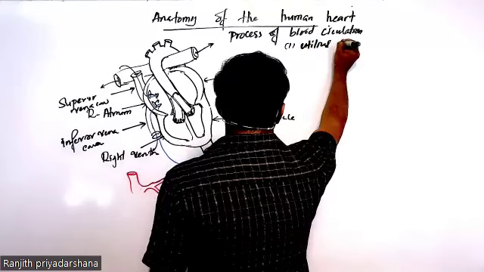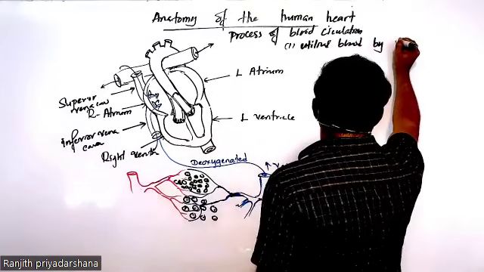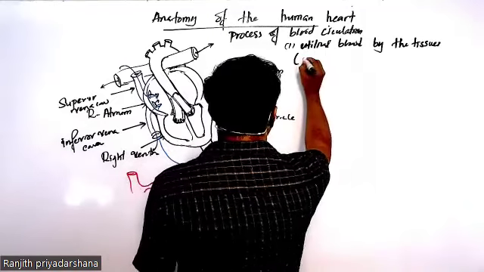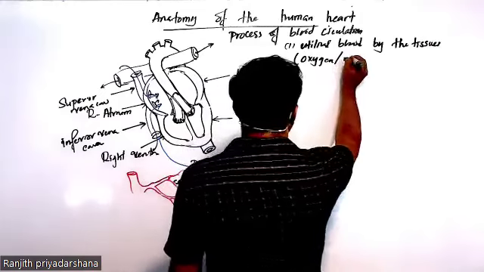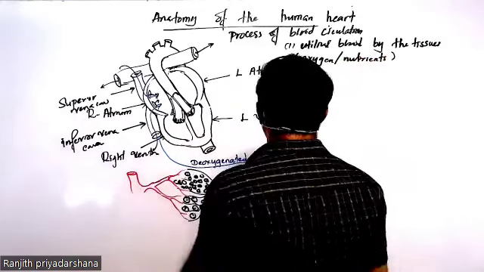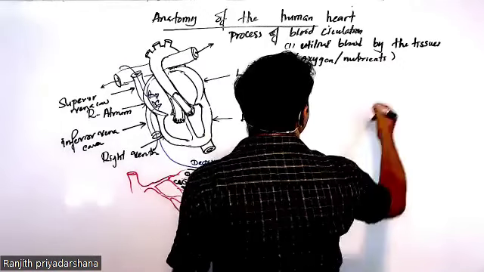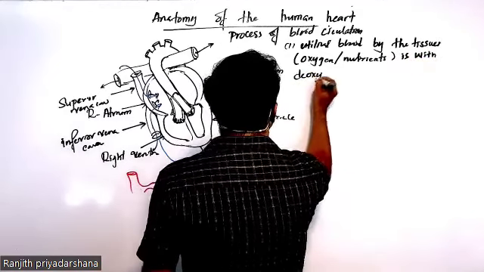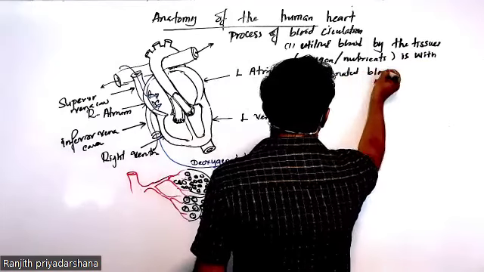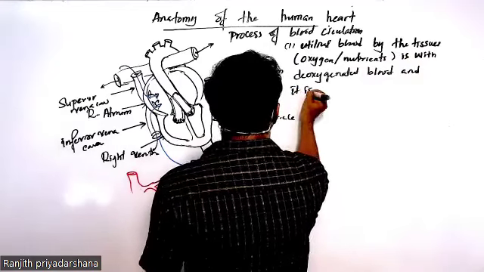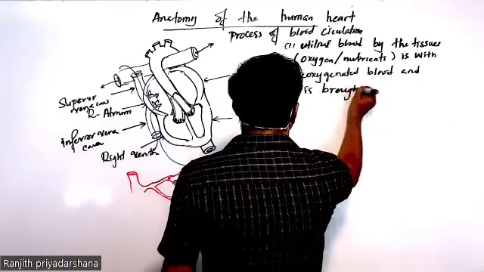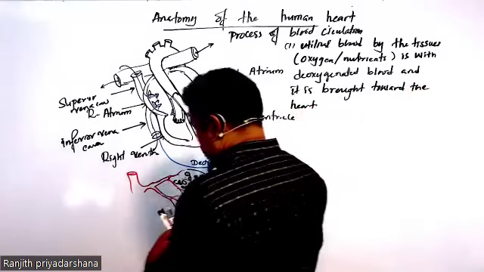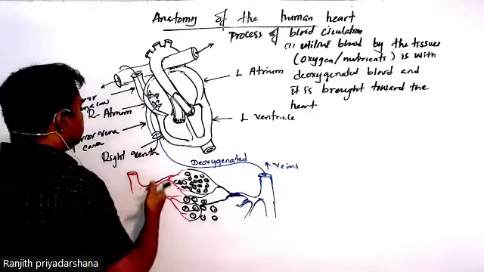Blood utilized by the tissues. Yes, what is used? Mainly oxygen and nutrients. Yes, blood utilized by tissues is deoxygenated blood, and it is brought towards the heart by the inferior and superior vena cava.